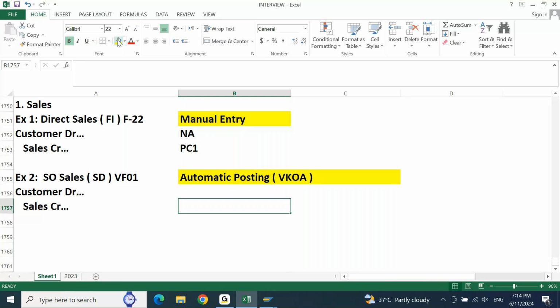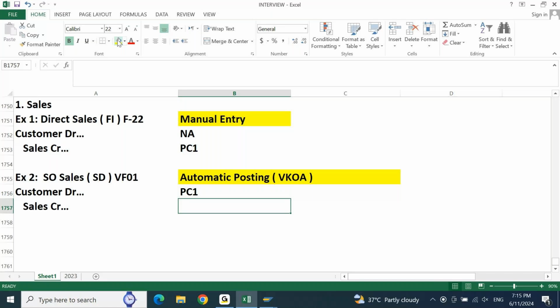From where is profit center updated in this example, in the customer account or in the sales account? Sales account. In sales organization, you give profit center, sir. In customer master we are creating, also we give profit center. When this entry is coming, how is profit center coming? Is it coming in the customer account and then transferred to the sales account, or is it coming in the sales account and transferred to the customer account?